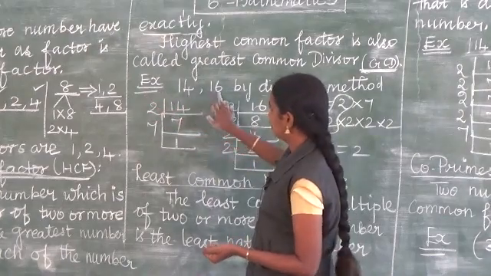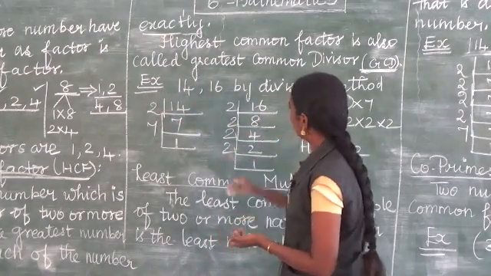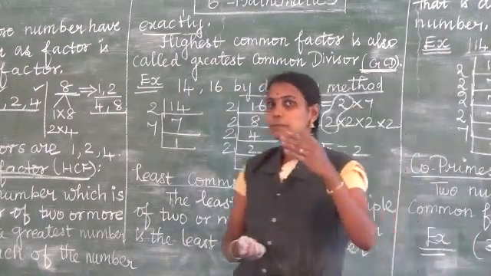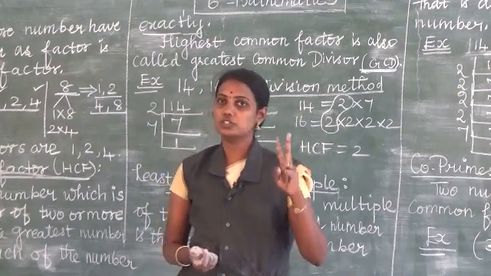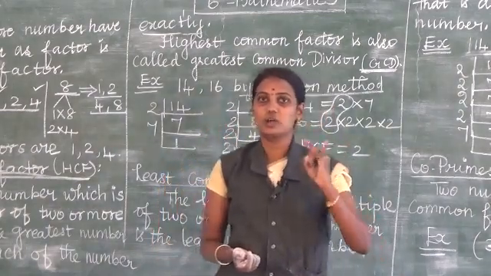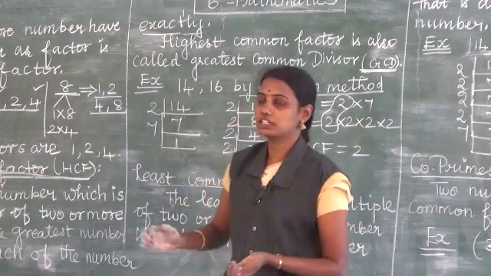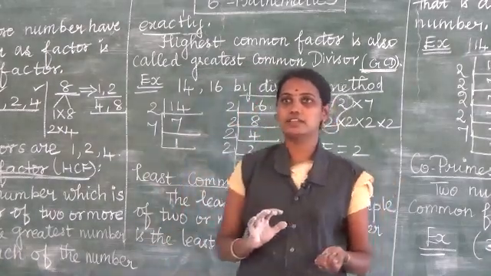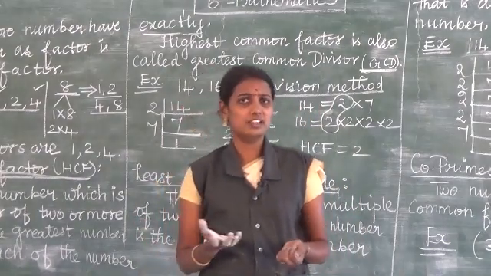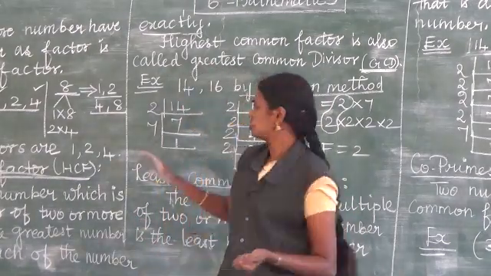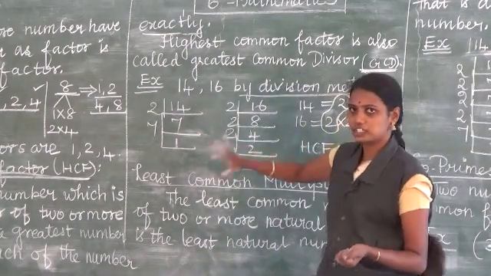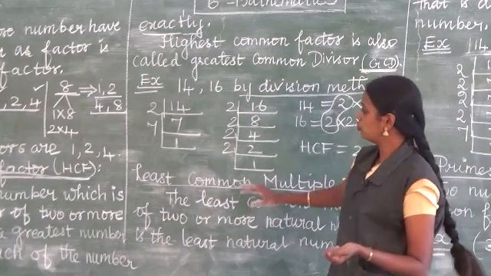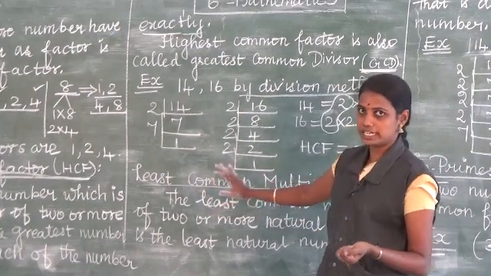I have taken the two numbers 14 and 16. Here I have mentioned the division method. What is the division method? Under the prime factorization method, we learn two methods. One is the factor tree, one is division. The division method only we are going to follow everywhere. We are not going to follow the factor tree method and the other method, because the division method is followed in every class. It is very important and the easiest one.